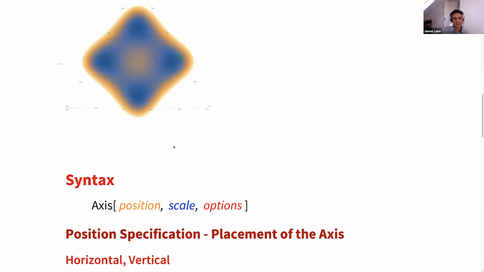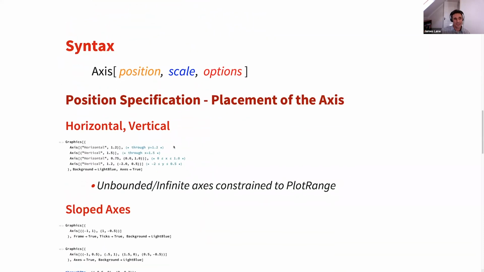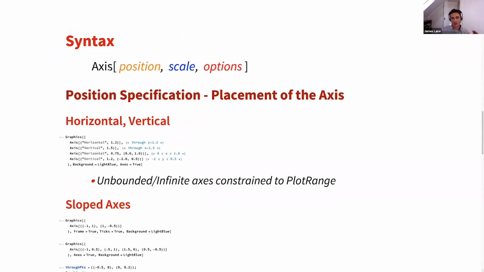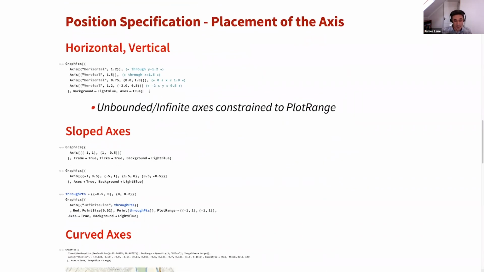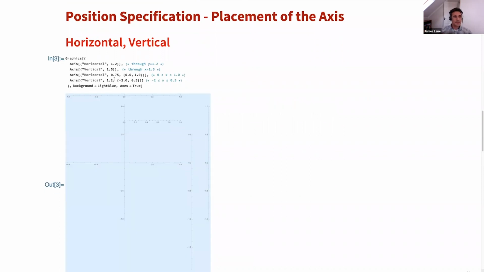So let me take you into the syntax quickly for these axes primitives. Basically, you'll say, I want an axis. You'll give some position specification, which will describe how the axis is placed. You'll specify how you want the scale of that axis to correspond to the actual underlying coordinate system, and the options to customize exactly what the axis will look like. So let me kick off with some of the simplest examples.